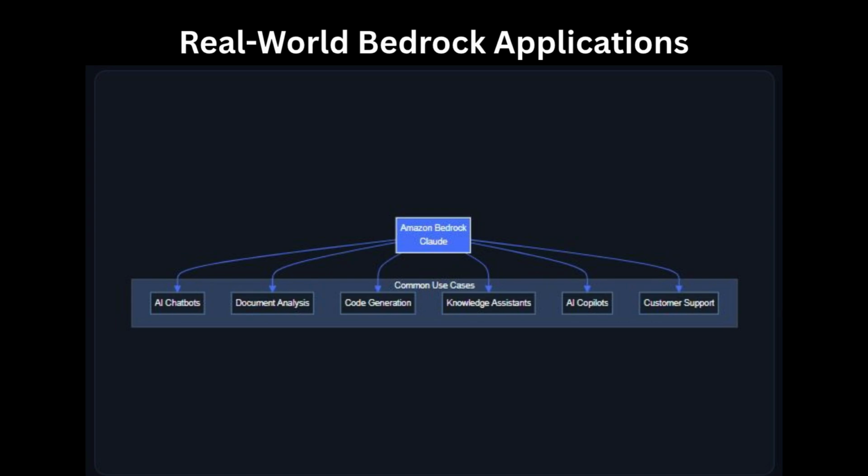Real-world Bedrock applications. Amazon Bedrock is used in many real-world applications. These include AI chatbots, document processing systems, code generation tools, knowledge assistants, RAG-based search systems, and customer support automation. Claude's reasoning capabilities make it particularly effective for these use cases.